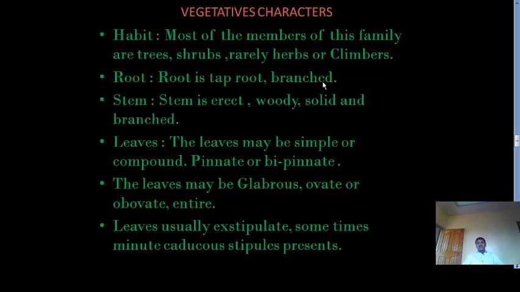Stem is erect, woody, solid and branched. Stem is always woody and it is erect. Leaves, the leaves may be simple, compound, pinnate or bipinnate. Generally, the family members have bipinnate leaves, and few plants have pinnate leaves. The leaves may be glabrous, ovate, obovate or entire. The leaves are usually exstipulate, sometimes minute caducous stipules are present below the petiole.